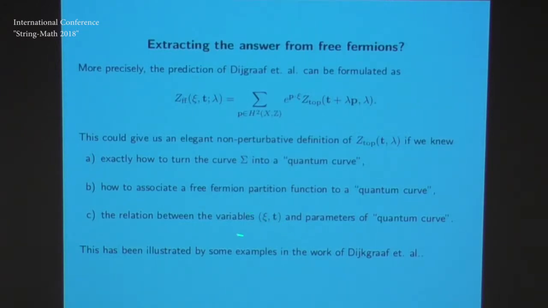Because only if we have this very precisely, we can, for example, hope to use a formula like this to extract from this thing here, which is in some sense easier to characterize and to calculate, this object here, which is what we're really after. And for some cases, this has been worked out, well, relatively simple cases, in the work by Dijkgraaf et al. However, I don't think that even the general proposal for the class we're considering here has been formulated up to now.